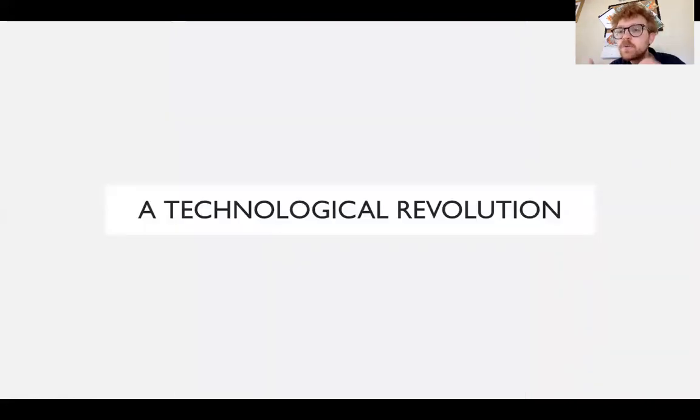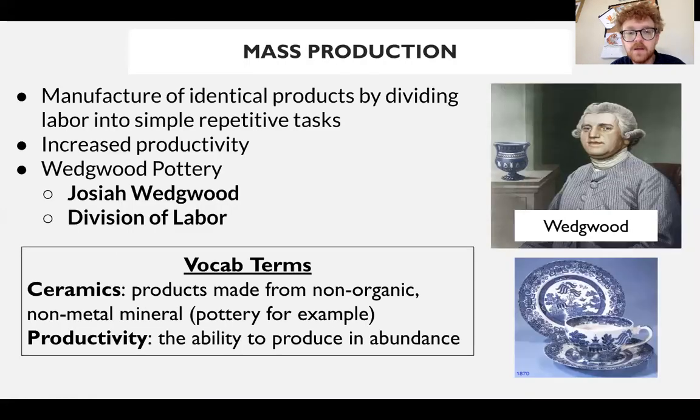The Industrial Revolution is changing how we produce things. So we're going to see a change and adoption of new production methods, of new inventions. Let's take a look at a few new production methods. So we see the development of mass production.